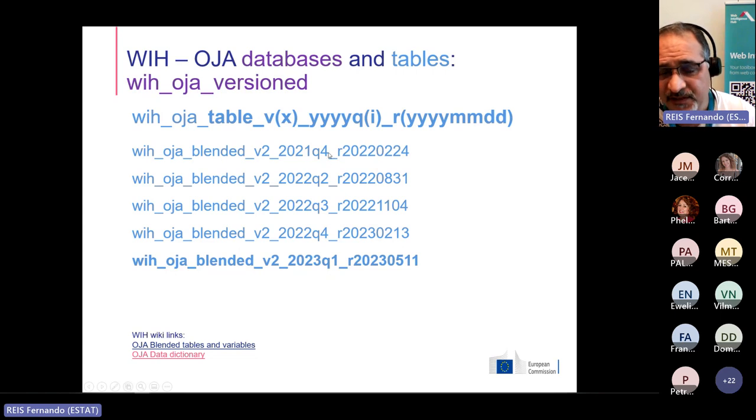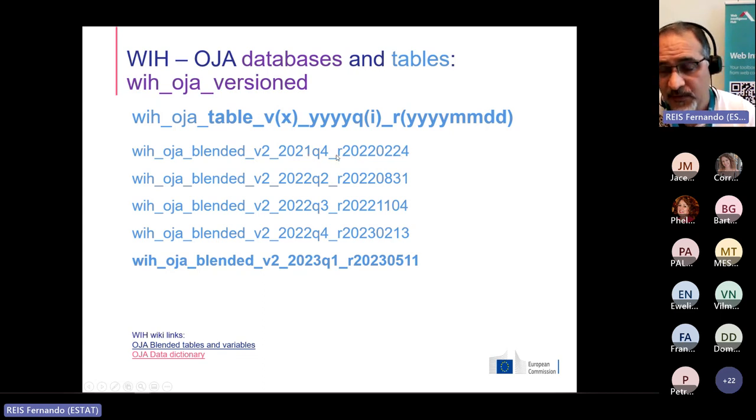And then we have the release, for which we use a time reference. We have a quarter release. In the case of the first table, this is the blended table, the second version of the blended table, the release of quarter 4 of 2021. And then we have the release date.